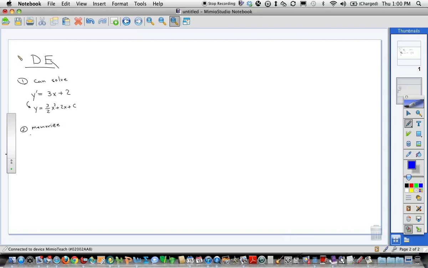All right. The second type of differential equation was the memorized. Now, we had one that we memorized, y prime equals ky, and that solution was what? Y equals ae to the kt. It was exponential growth, and if you were doing an exponential growth kind of problem, you would use that to plug your values into. We're going to add one more today.